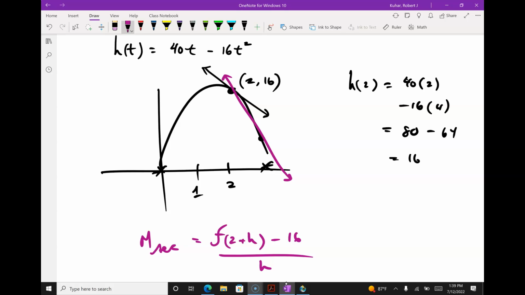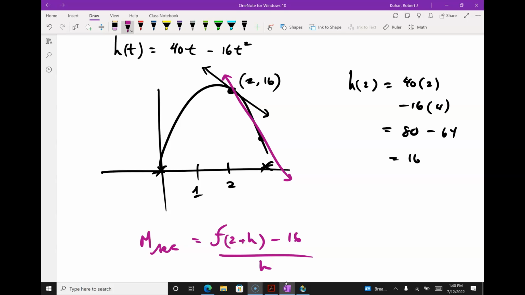So the point is that one point is fixed, right? This other point is not. Yes? The other point is x plus h, comma, f of x plus h. But I know what x is. x is fixed at 2, right? So f of 2 plus h minus the fixed point all over 2 plus h minus 2, which turns out to just be h. So that's where you're starting. Yes?